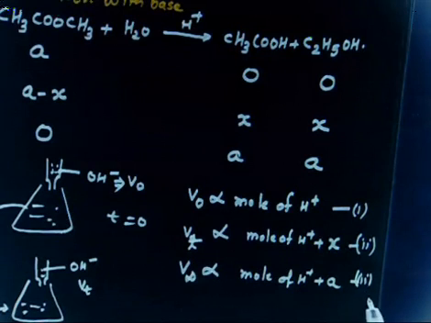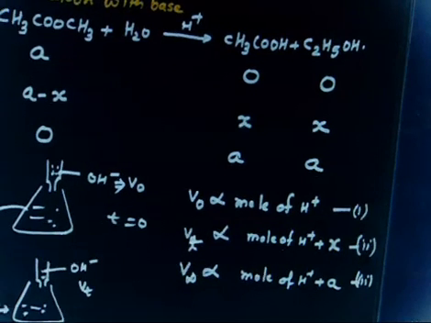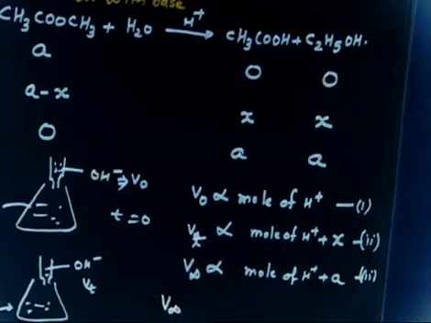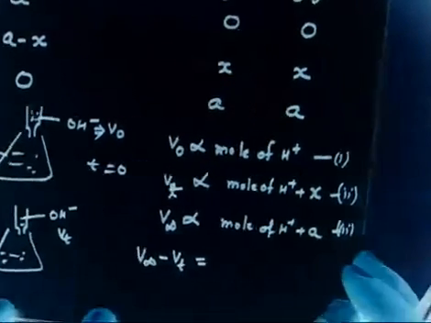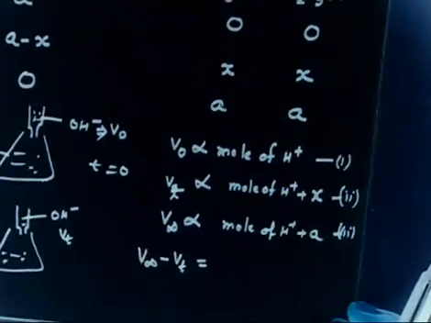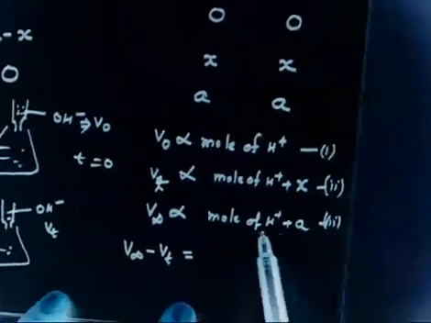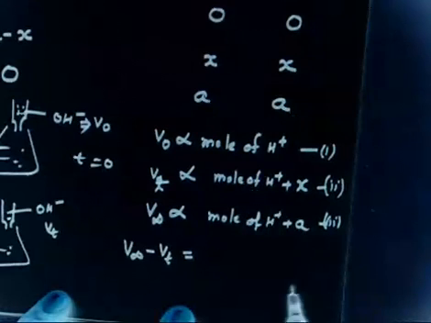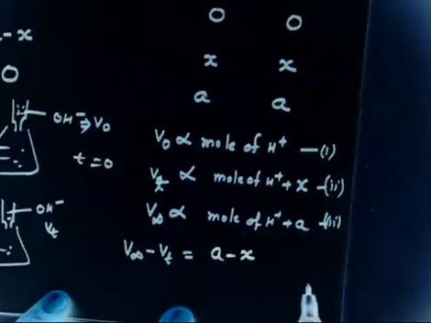See, if I subtract, let us say V infinity minus Vt, what will you get? V infinity minus Vt, that is equation number 3 minus equation number 2. So the mole of H+ goes out, so you will have A minus x.